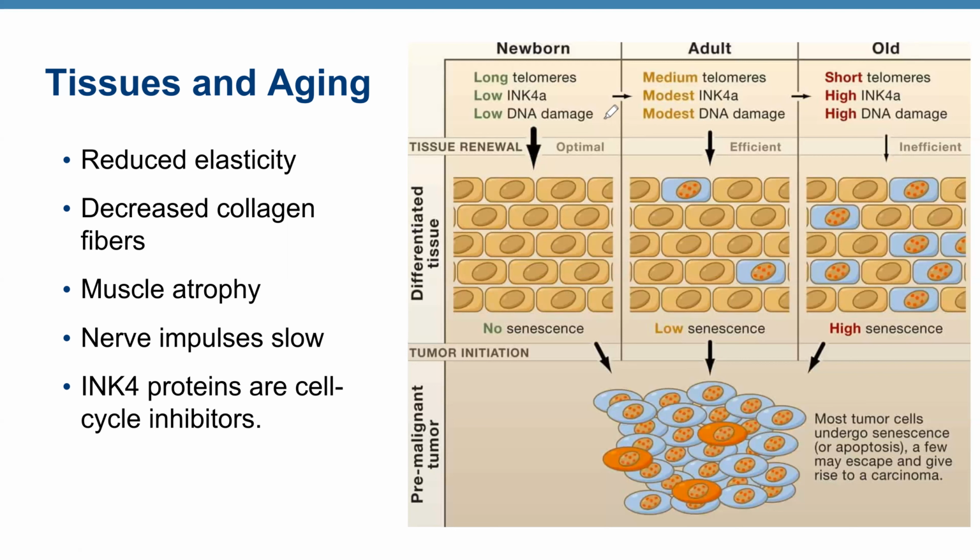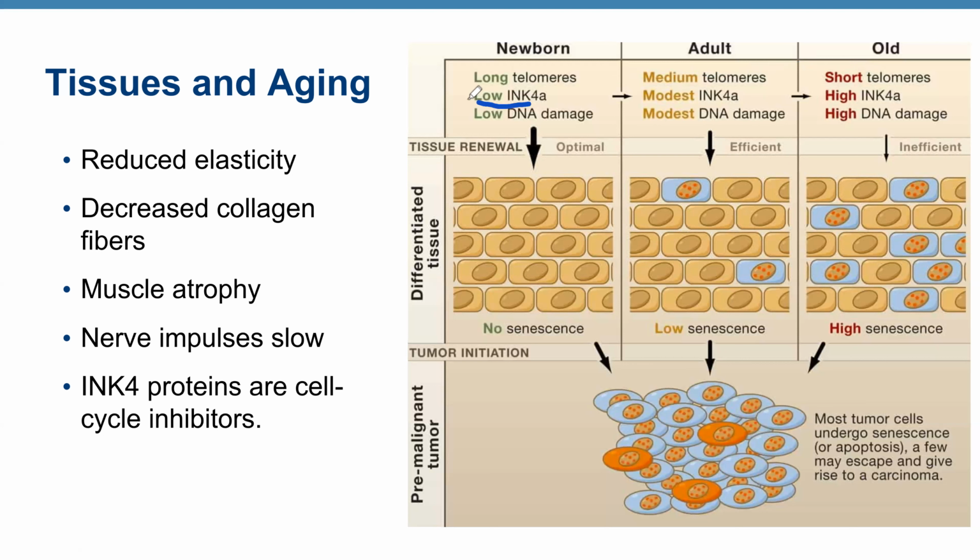What changes happen in the DNA even? At the end of DNA, we have a structure called telomeres, and long telomeres mean less DNA damage. So we have long telomeres in the adult, medium telomeres, and then short telomeres. When we shorten the telomeres, we increase chances of DNA mutation.